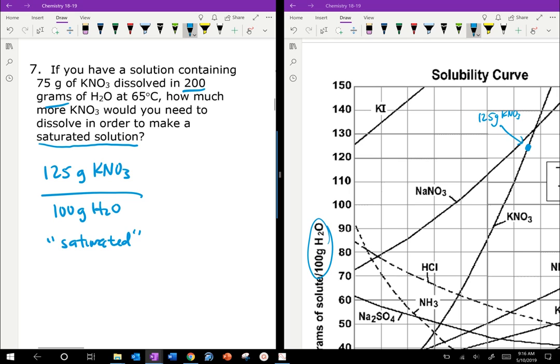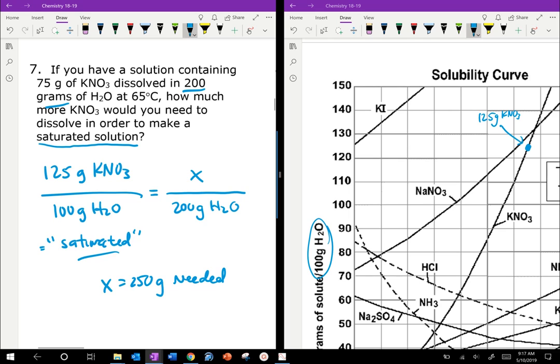200 grams. So if this is the recipe for a saturated solution of KNO3 at this temperature, how much would we need for 200 grams of water at that same temperature? I'm going to double the batch, increasing my water times 2. Well, if we double the water, we're going to have to double the KNO3 too. So X is 250 grams needed in order to make the solution saturated.